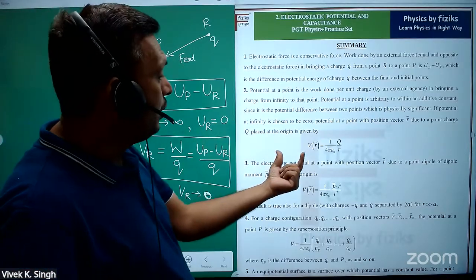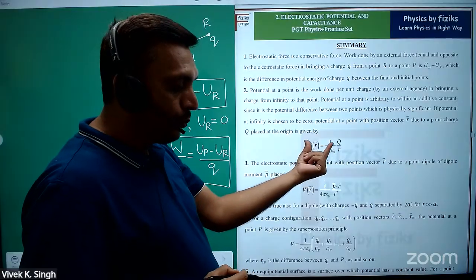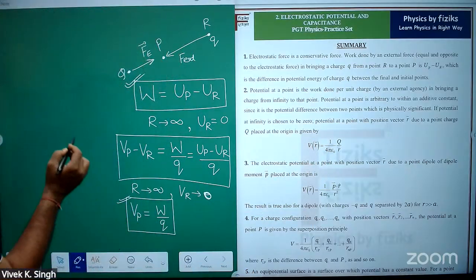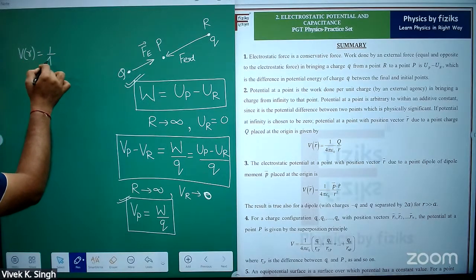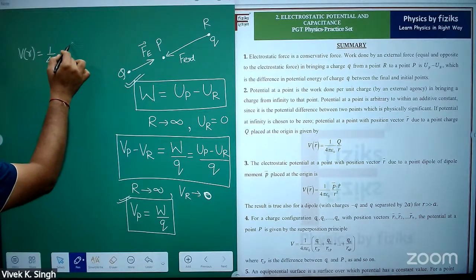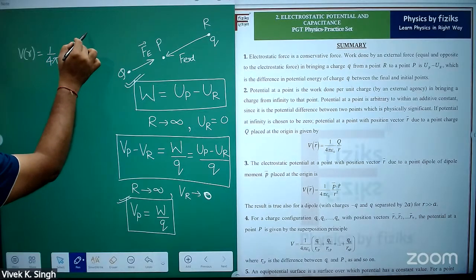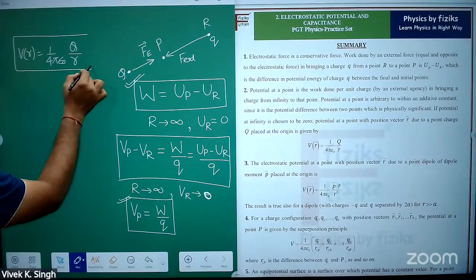And then if you have to find the potential due to a point charge Q, it is given by 1 by 4 pi epsilon naught Q by R, R distance away. This will be the potential.